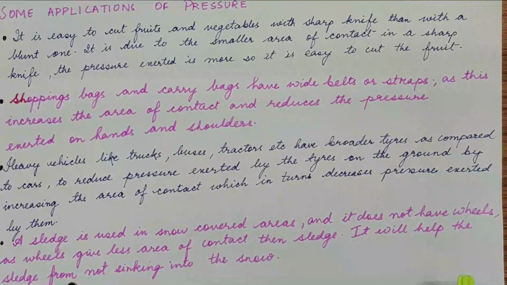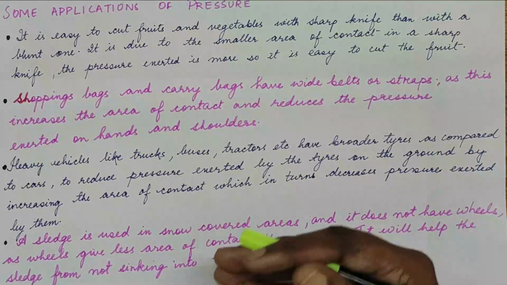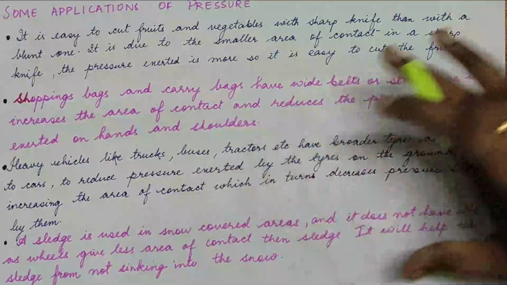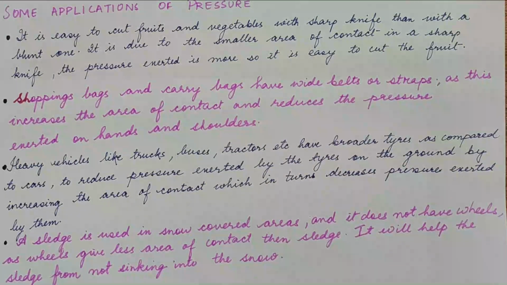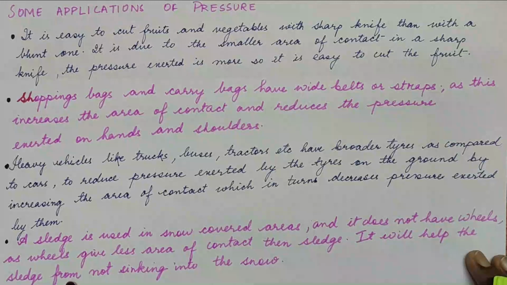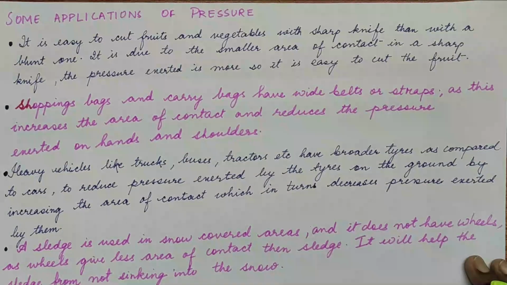And also you might have seen Santa Claus riding a sledge. A sledge is used in snow covered areas. It does not have wheels, because wheels will give lesser contact area, but a sledge is a flat surface, so it has more area of contact, and thus the sledge will not easily sink into the snow. There are many such applications of pressure which you'd see in your day-to-day life.